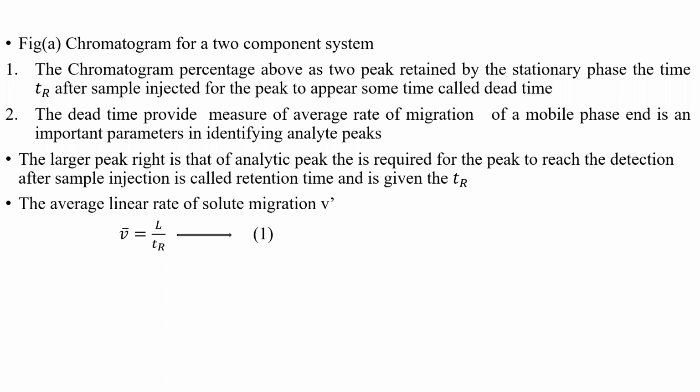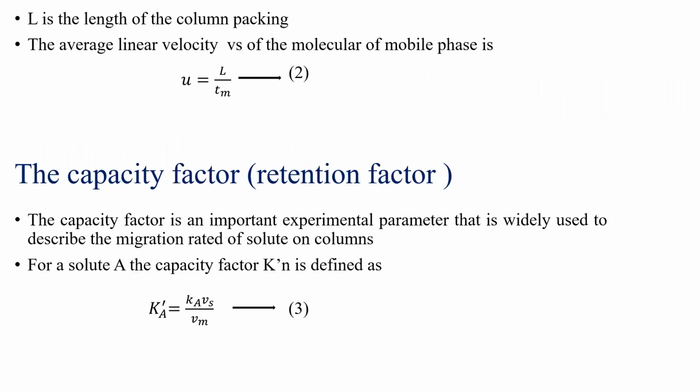The average linear rate of solute migration, V dash, equals L divided by TR, where L is the length of the column packing. The average linear velocity of the molecules of the mobile phase is U equals L divided by Tm.